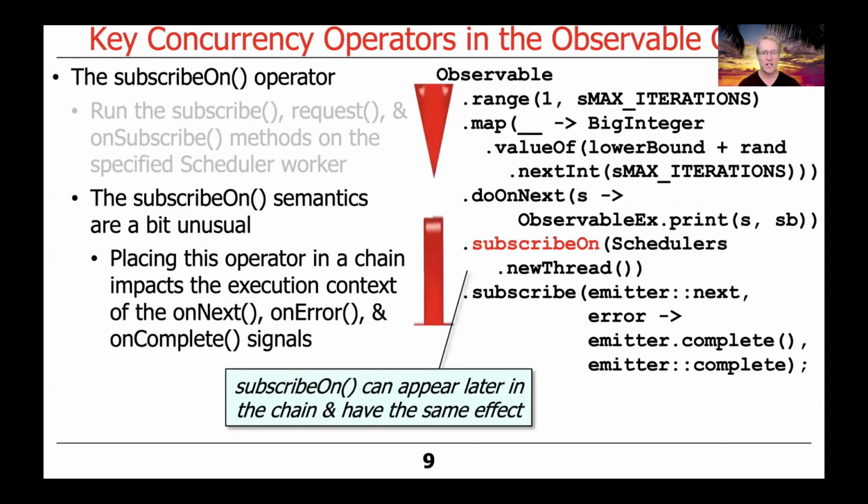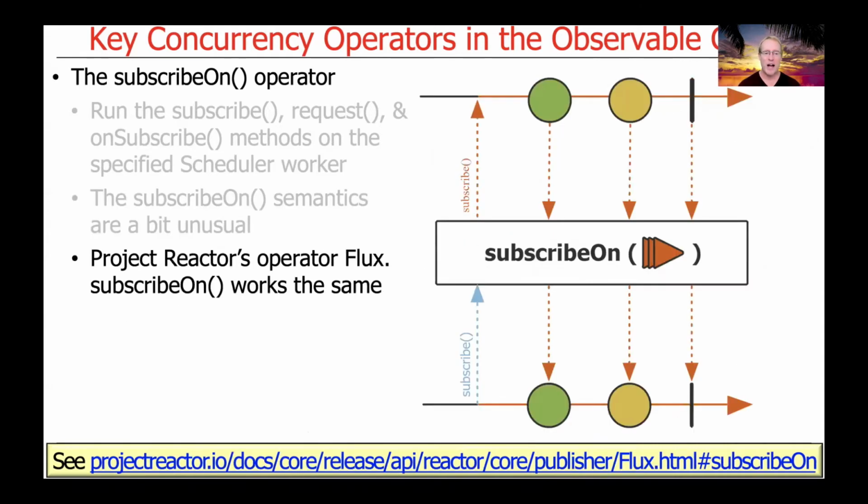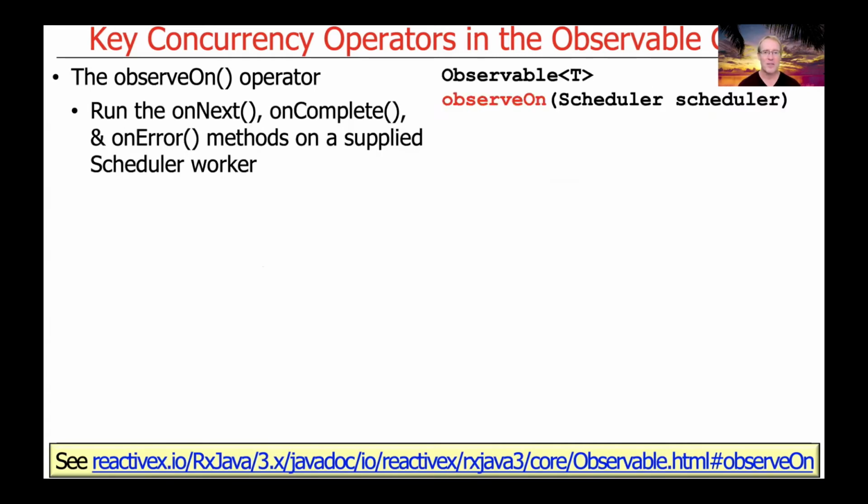Interestingly enough, we can actually move subscribeOn later in the chain and have the same effects. So it doesn't matter whether it goes here or goes later, we'll have the same behavior. However, if an observeOn operator were to appear later in the chain, that could change the threading context where the rest of the operators in the chain below it will execute. Keep in mind that observeOn can actually appear multiple times, as we'll talk about here shortly. Project Reactor has a Flux class whose subscribeOn operator works essentially the same as RxJava's subscribeOn operator.